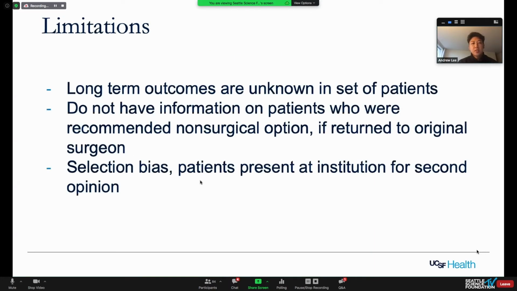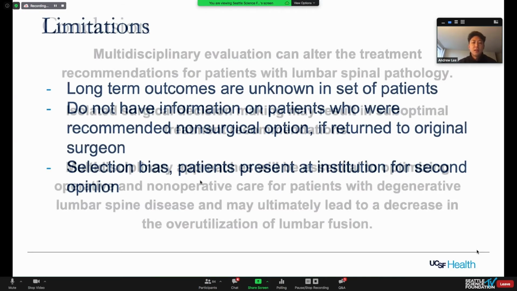Some limitations from the study: long-term outcomes were not known for this set of patients, and they did not have information on patients who were recommended a non-surgical option if they returned to the original surgeon. And of course, selection bias: patients present to an institution for a second opinion.